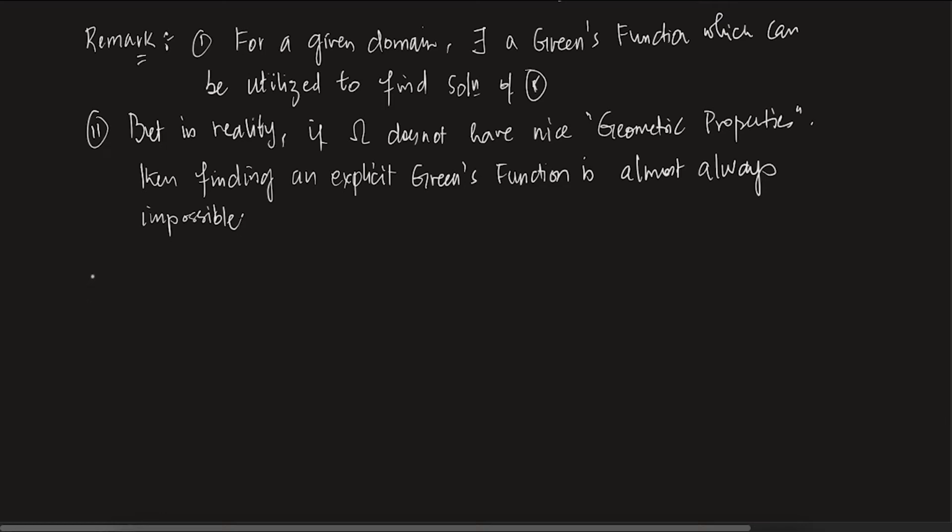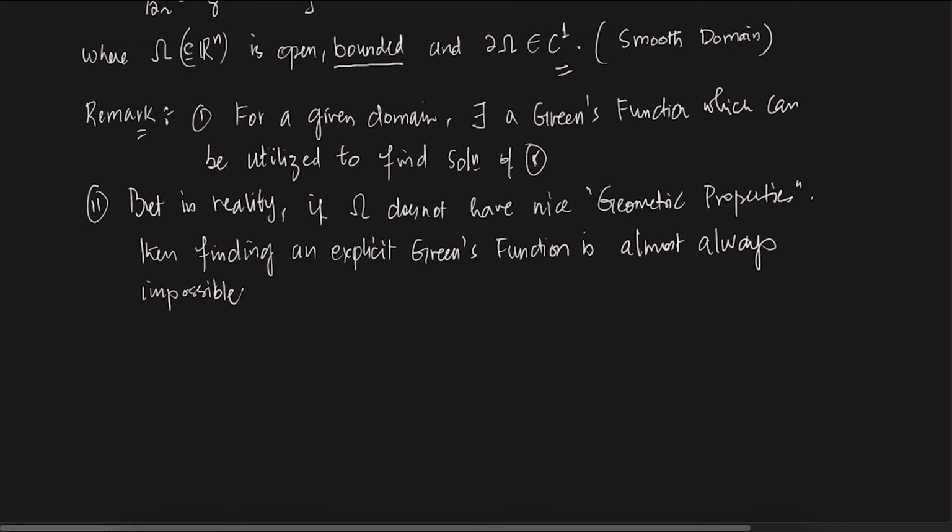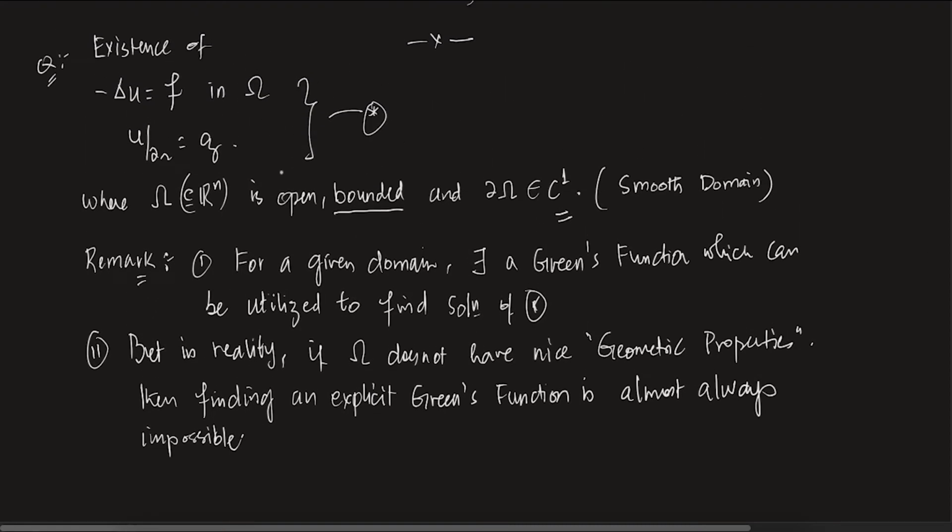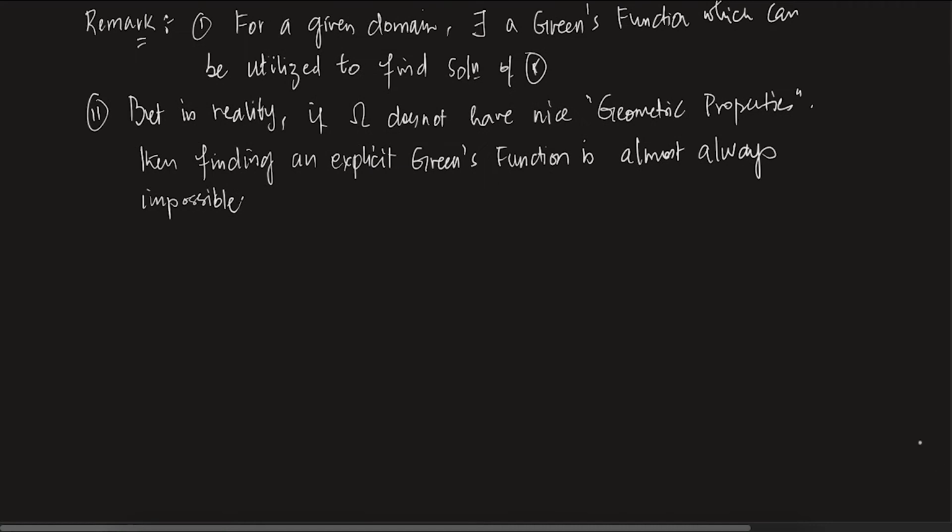So with that in mind, let's start with finding it at least for some problems where we can. First of all, let us show that there is a Green's function which solves our problem. Let's just call that problem star. So this is star. We want to solve this problem. We want to find u(x). What does u(x) look like?